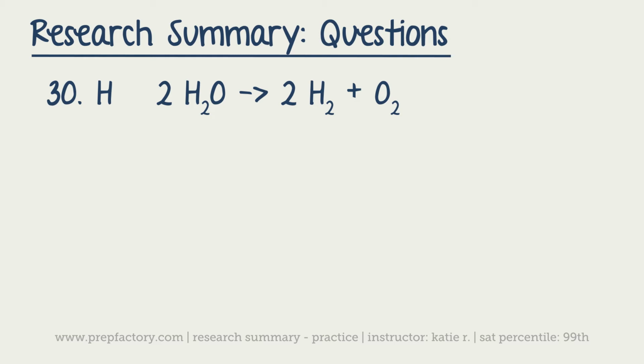Okay, 31. In trial 1 of experiment 1, after the reaction had taken place, but before the syringe plunger was unlocked, one would predict that, compared to the pressure in the syringe before the spark, the pressure in the syringe after the spark was... Okay, so we're trying to figure out, was it higher, was it lower?